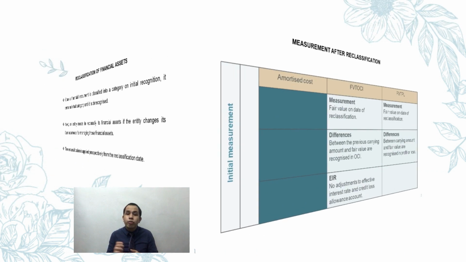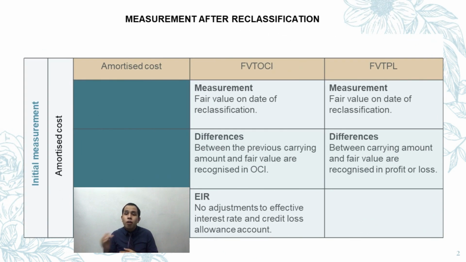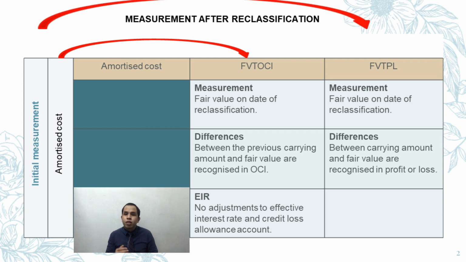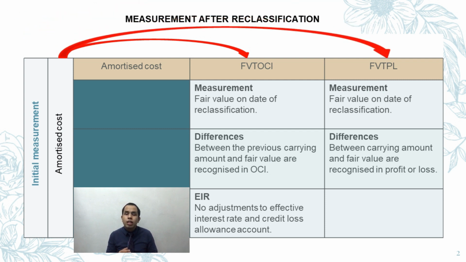Okay, next we go to the measurement of the reclassification part. Basically, the initial measurement of a financial asset can be either first, amortized cost, second, fair value through other comprehensive income, and third, fair value through profit and loss. After reclassification occurs, the measurement might be changed to one of the others. First, if the initial measurement is amortized cost, after reclassification, the measurement might be changed to either fair value through other comprehensive income, the middle one, or fair value through profit and loss, the right one. We look first at the case where the measurement after reclassification changes to fair value through other comprehensive income.